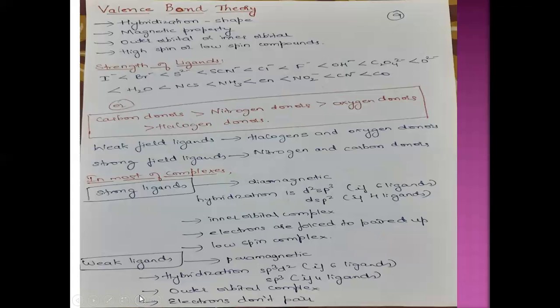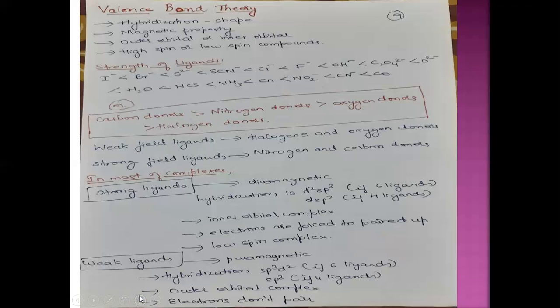So strong ligands will be diamagnetic. Hybridization will be d2sp3 or dsp2. It will be an inner orbital complex and it will be a low spin complex. So these are the 4 points. Whenever you see a strong ligand complex, these 4 points should come to your mind: diamagnetic, d2sp3 or dsp2 hybridization, inner orbital complex and low spin complex.